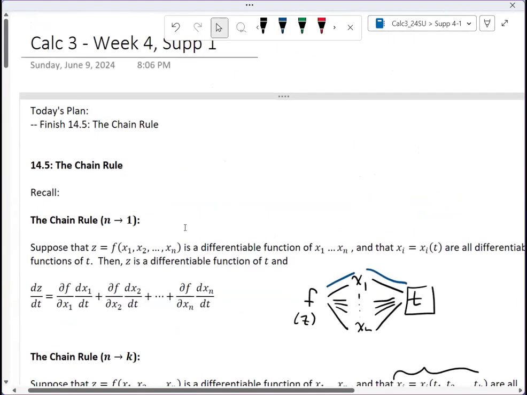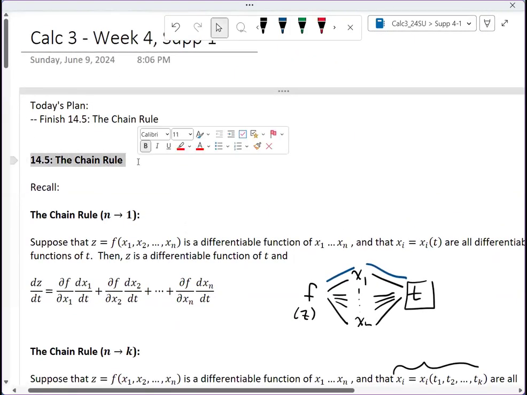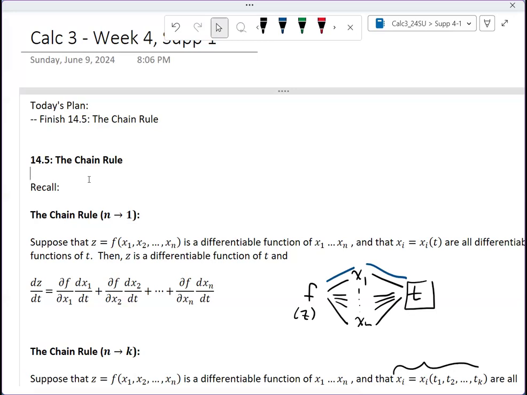Okay, so that wraps up our discussion of the chain rule. I think similar to the chain rule in Calc 1, the chain rule can be a sticking point in Calc 3. So go through the problems on WebAssign, do the practice problems, drill them, make sure you're comfortable with this, because it will come up throughout the course. Okay, but that finishes us up for this supplement.